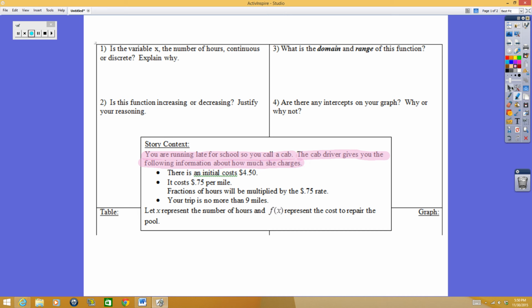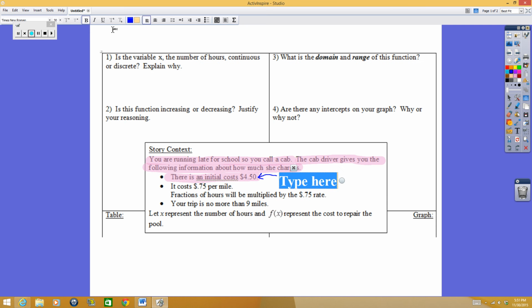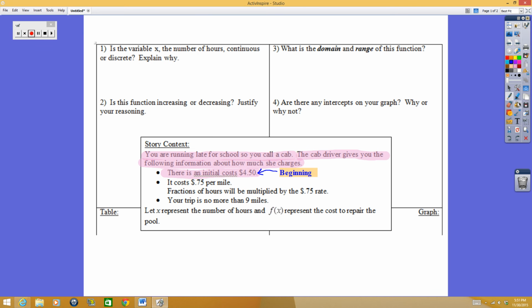Sorry, there are some mistakes to this. Anyways, there is an initial cost of $4.50, right? So that is at the beginning, right? Cool. The next line says it costs 75 cents per mile. Okay, that sounds like what they're going to keep adding on.